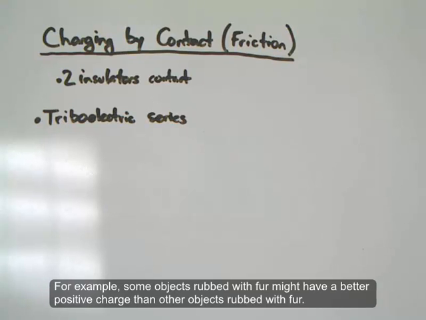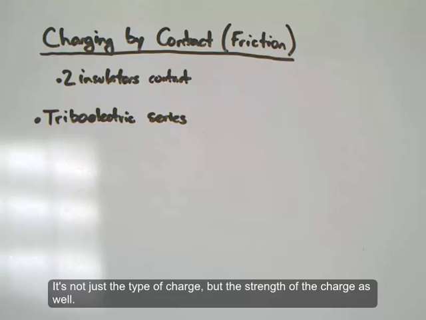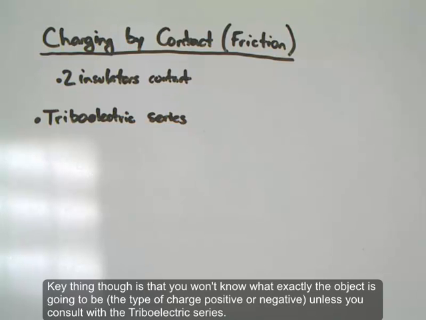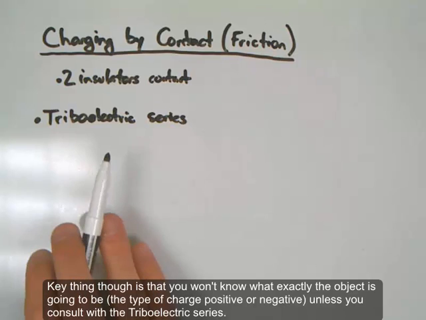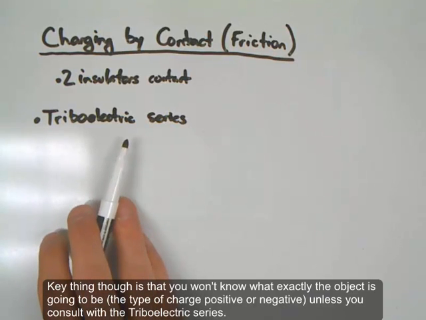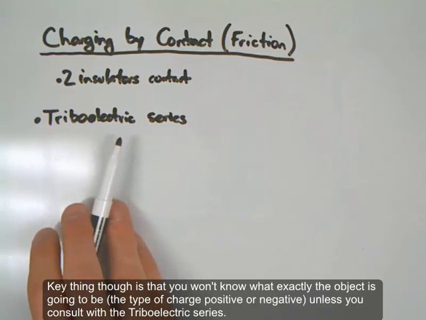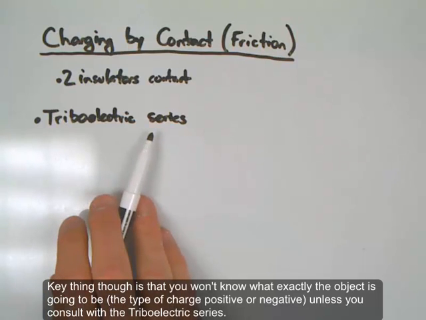For example, some items, when rubbed with fur, might have a better positive charge than other objects rubbed with fur, so it might have a stronger charge. So it's not just about the type of charge, it's also about the strength of the charge. The key thing is that you really don't know whether an object will be positively or negatively charged unless you consult the triboelectric series.